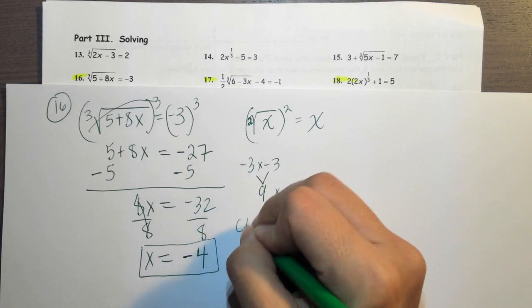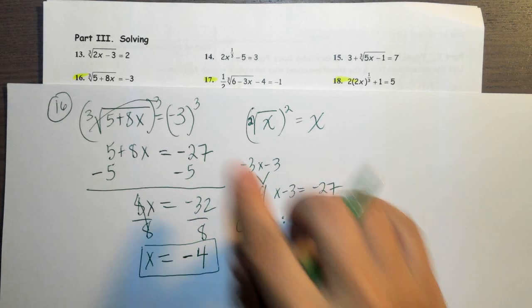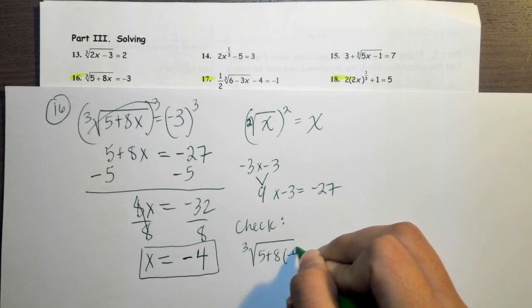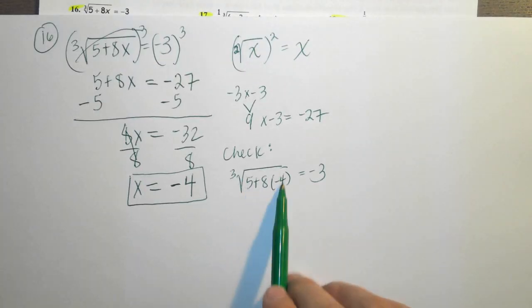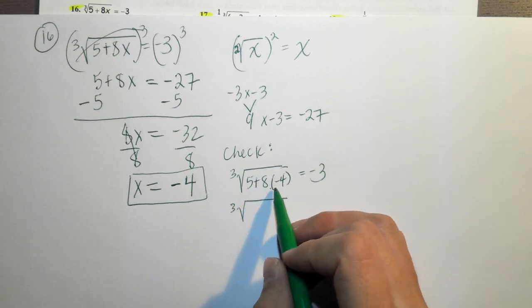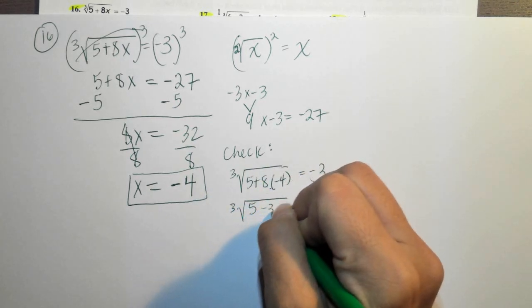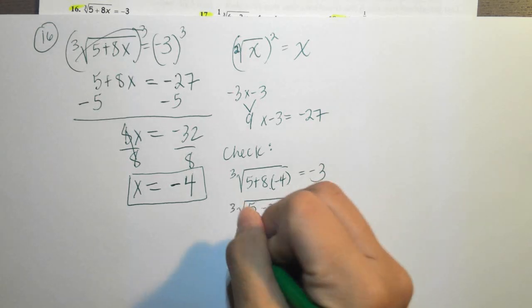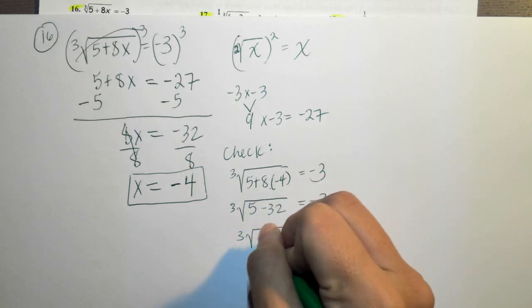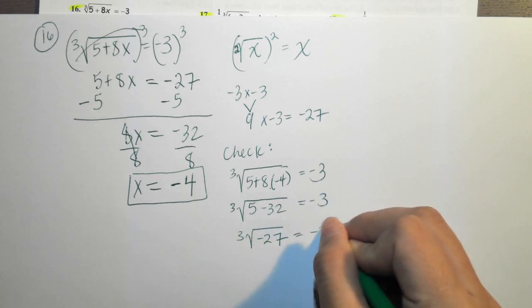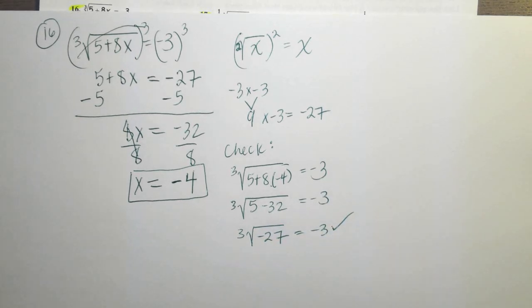And I can always check, guys. It's always a good idea to check. Plug it back into the original function for x, just to double check to make sure we did it right. Just like that. So I'm going to simplify this guy underneath. PEMDAS, so 8 times negative 4 is negative 32. And then 5 minus 32 is the cube root of negative 27. And then the cube root of negative 27 is negative 3, so it works out. It checks. So that's number 16.